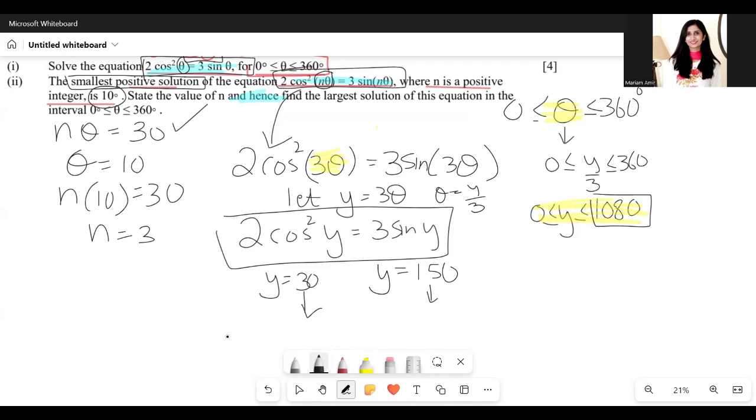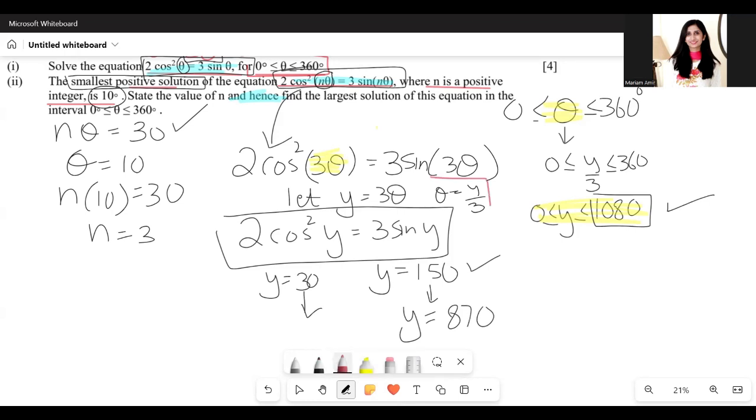So when I add 360 to 150, I get 510. When I add 360 again, I get 870. And then when I add 360 again, that goes out of the domain. So the highest value that y is giving us is 870. That's the highest possible value of y we can get in the given domain.